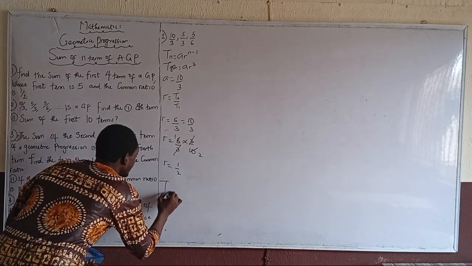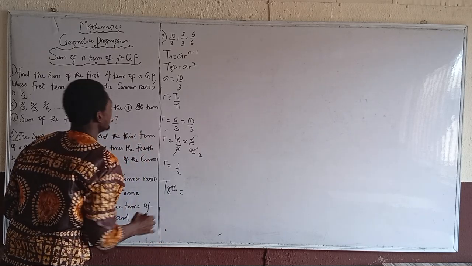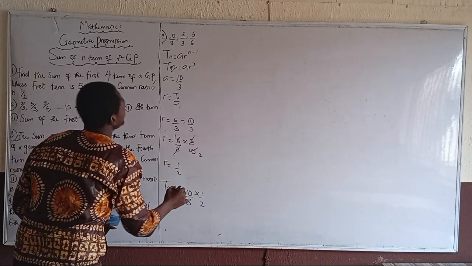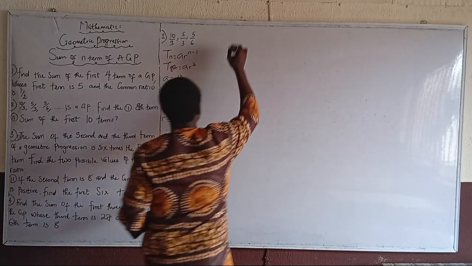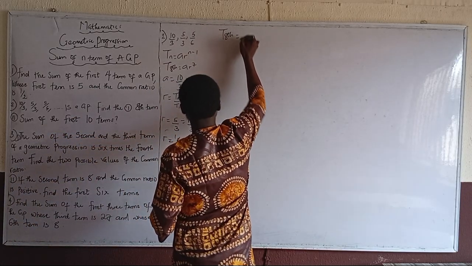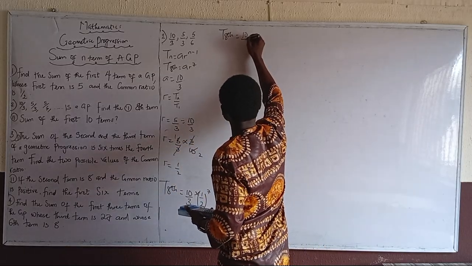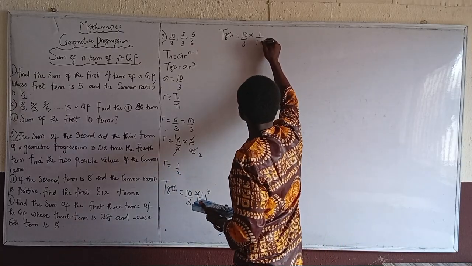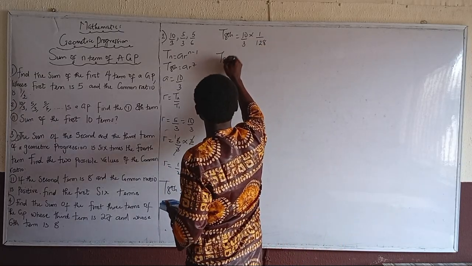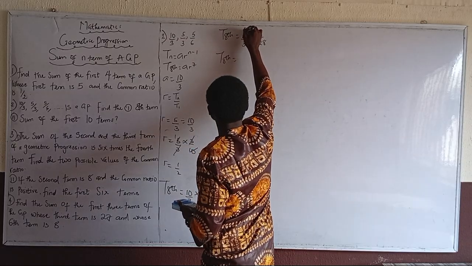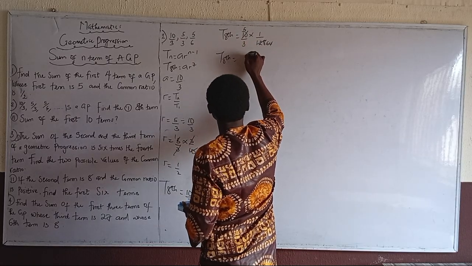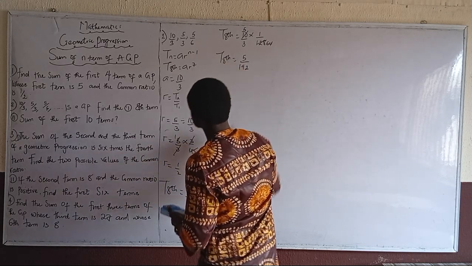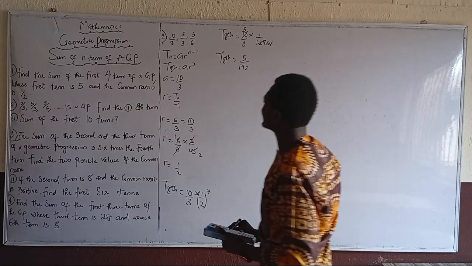So my T8 is A, that is 10 over 3, times 1 over 2 raised to power 7. So my T8 becomes 10 over 3 times 1 over 2 raised to power 7, that is 1 over 128. So my T8 here becomes 2 here 5, 2 here 64. That will be 5 divided by 64 times 3, 192. Now they said sum of the first 10 terms.